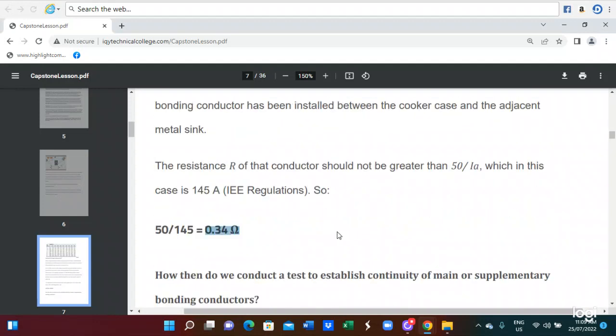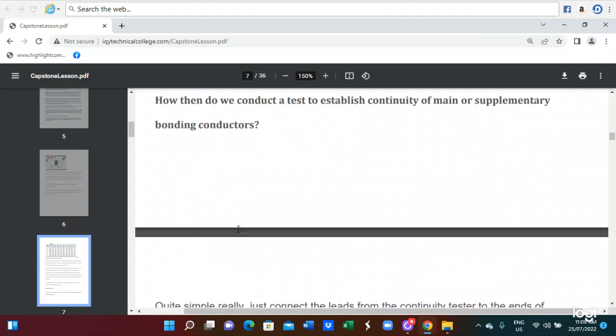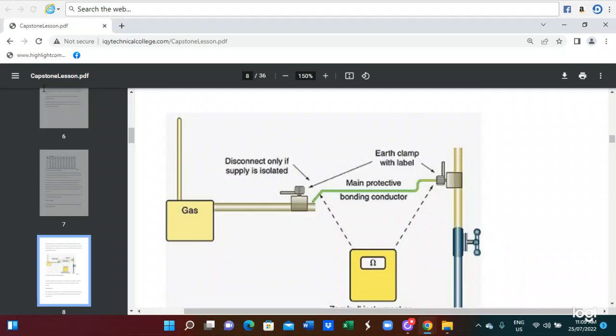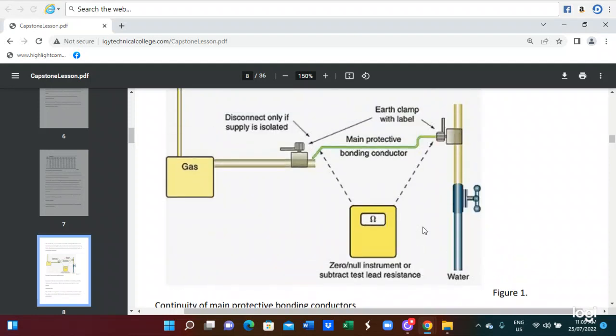For the 145 area, and this is 1340. So this is for the bonding. We use that, this is gas. So this is disconnected to the pipeline, the main protective bonding conductor, and the water pipeline. In this case, this bonding conductor and this pipeline conductor, this is the main protective bonding conductor.